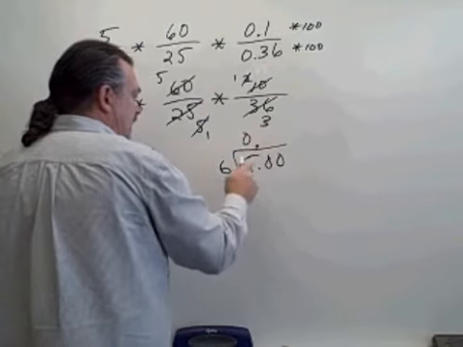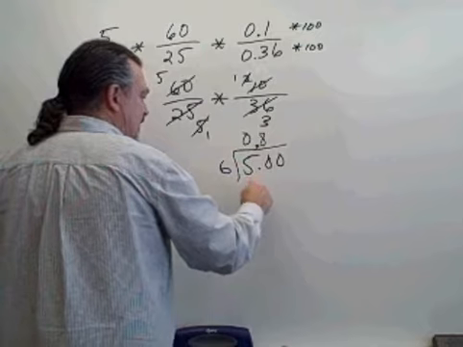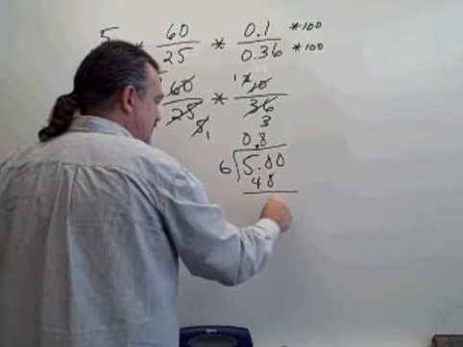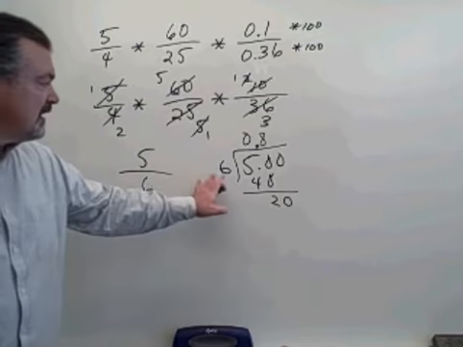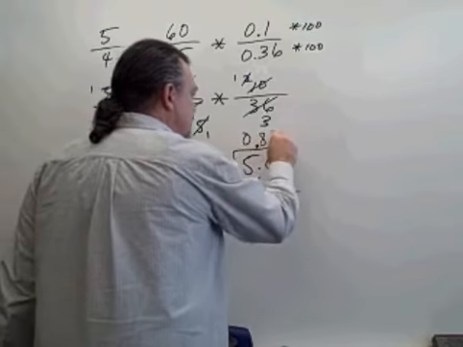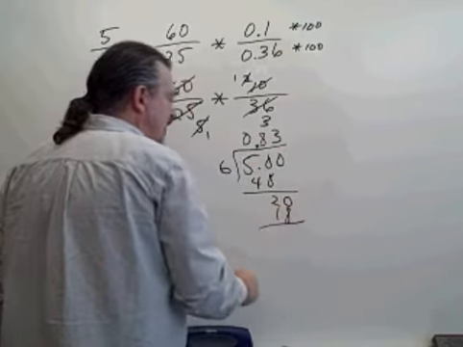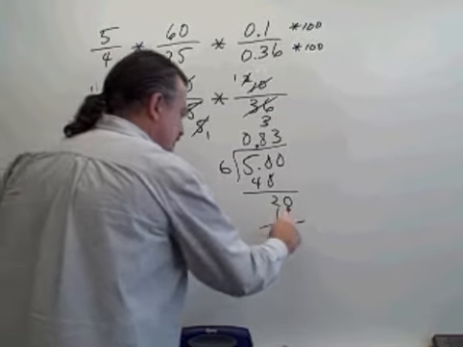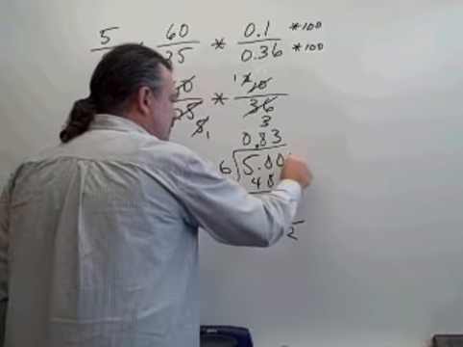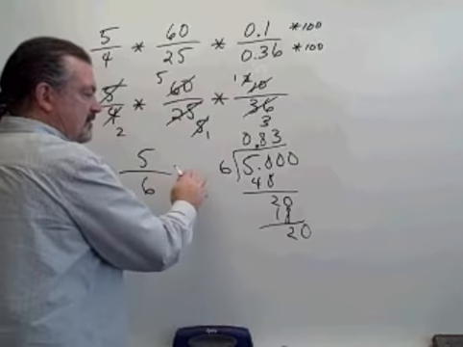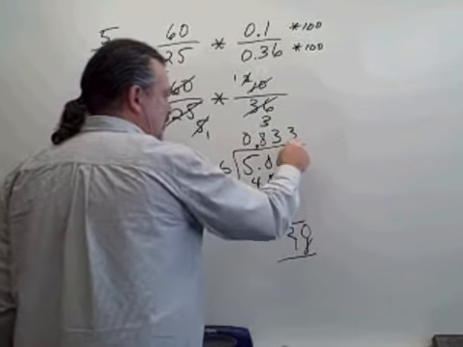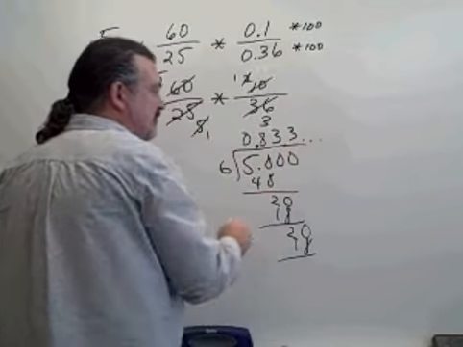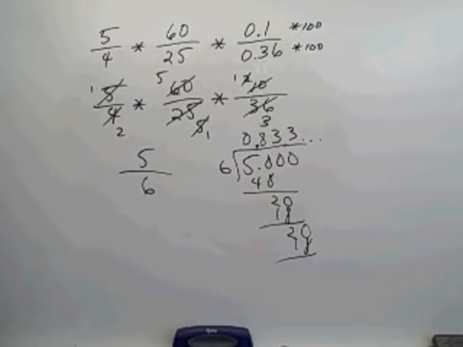6 won't go into 5. 6 goes into 58 times. 8 times 6 is 48. Remainder of 2. Bring down the 0. 6 goes into 20 3 times. 3 times 6 is 18, with a remainder of 2. Oh, and do we begin to see a pattern here? 6 goes into 20 3 times, and so on. So aren't we going to have a repeating value of 3 there?